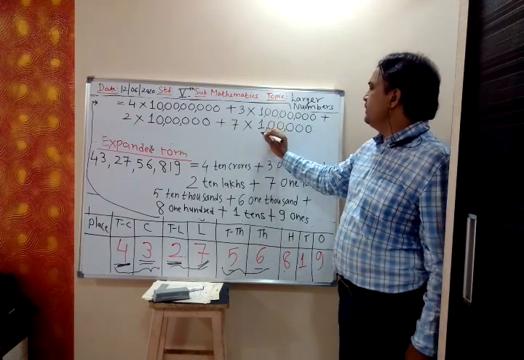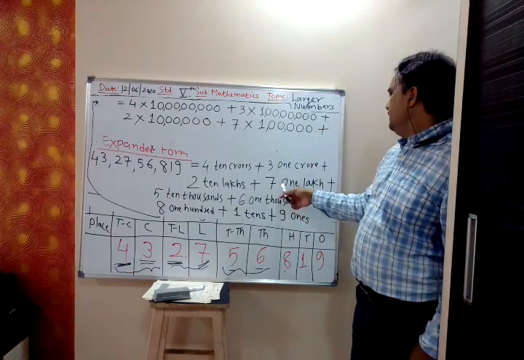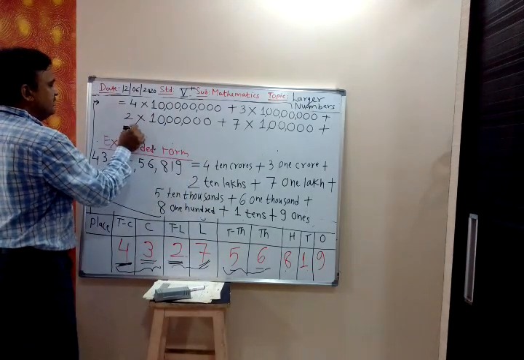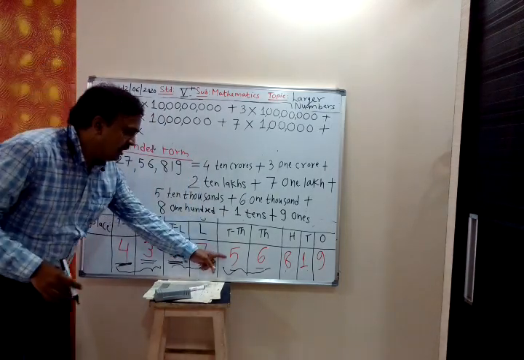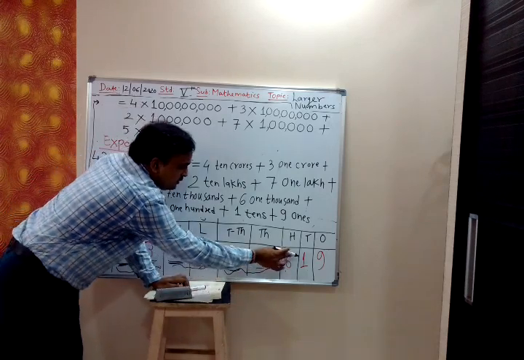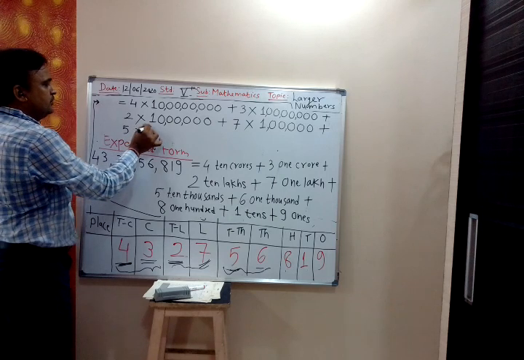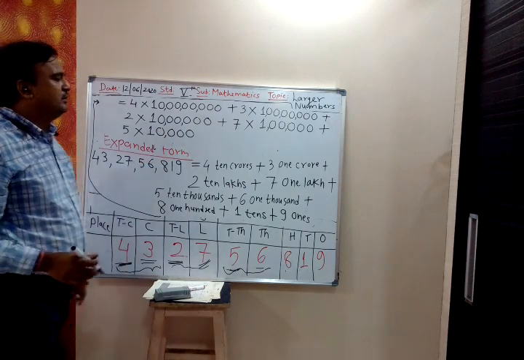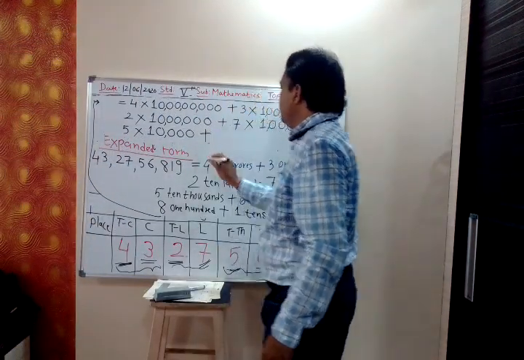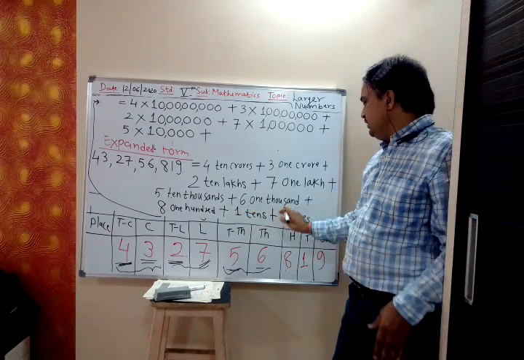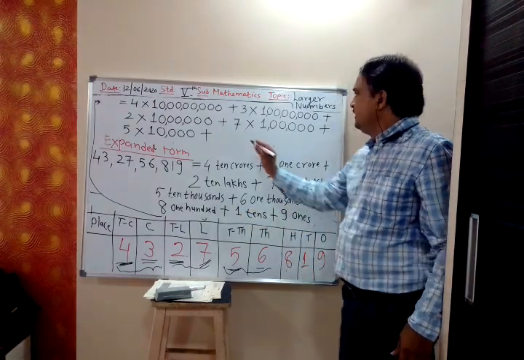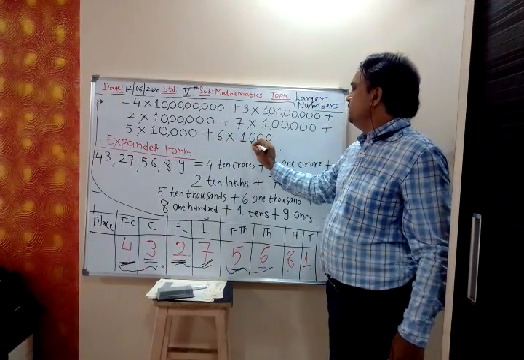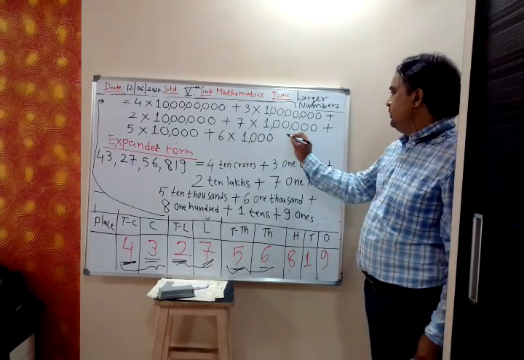Mute the microphone, please. Plus 7 one lakh plus 5 ten thousand. After 5, how many digits are there? 1, 2, 3, 4. So 10,000 will have 4 zeros. We put the comma. Plus 6 one thousand. After 6 there are 3 digits, so 6 into 1,000 has 3 zeros.